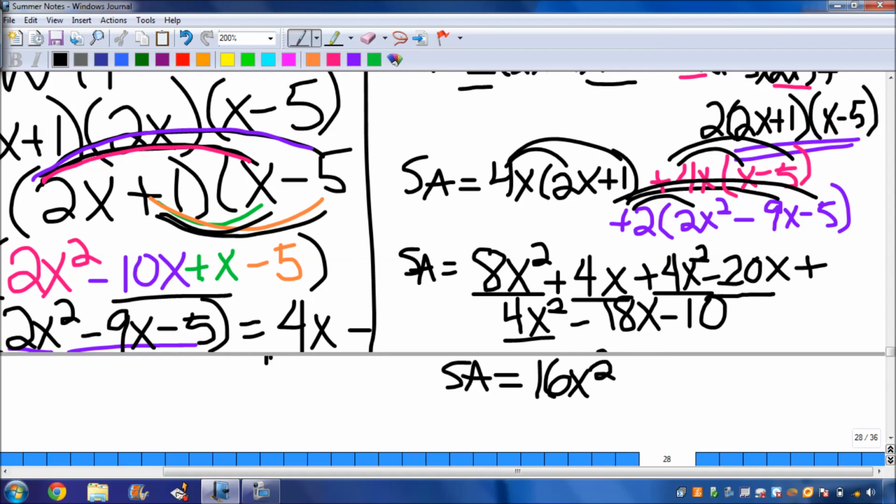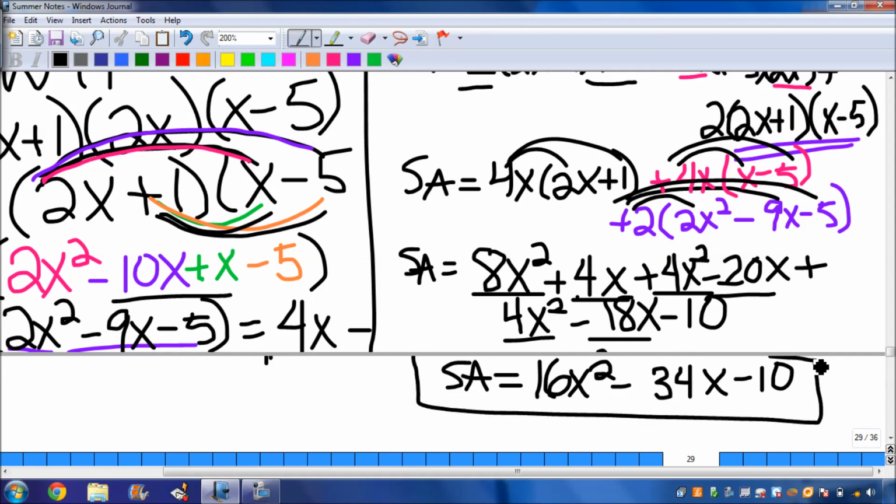Combine these guys together right here, and you will end up getting 4 plus negative 20 right here will give you negative 16. Add another negative 18 to that, you get negative 34x minus 10, and then this is your final answer for your surface area.